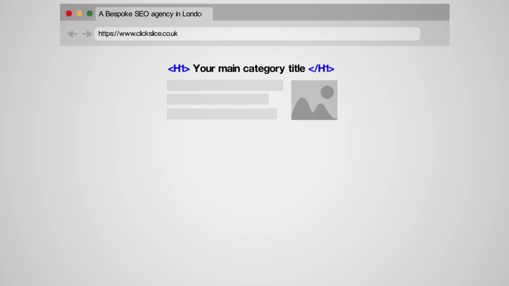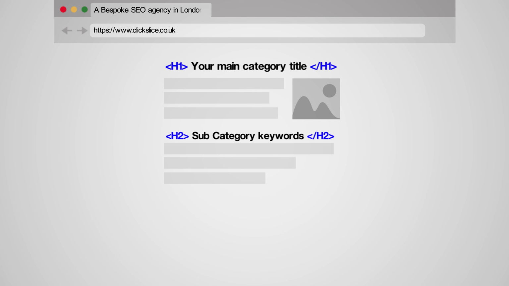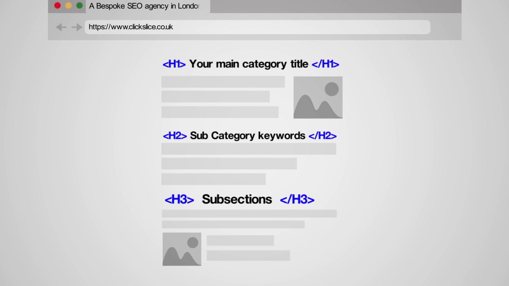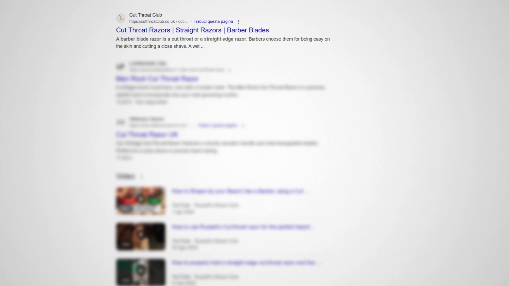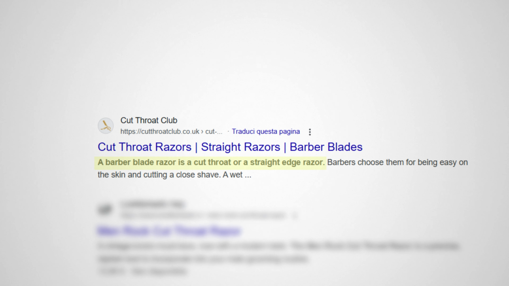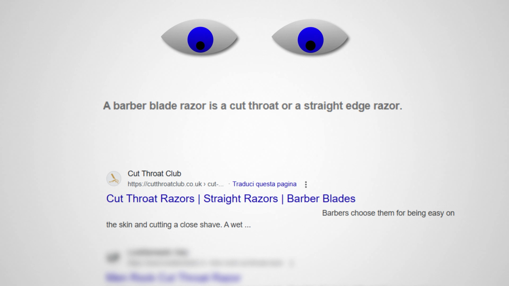Here's a quick guide. Use your H1 tag for your main category page title, your H2 tag for your subcategory keywords, and your H3 tags for any subsection keywords. And of course, don't forget your meta descriptions too. Whilst they're not a direct ranking factor, they can help increase the CTR of your page, which indeed is a direct ranking factor. The best rule of thumb here is to include your keyword towards the front of your meta descriptions and literally call out your customers and grab their attention straight away.